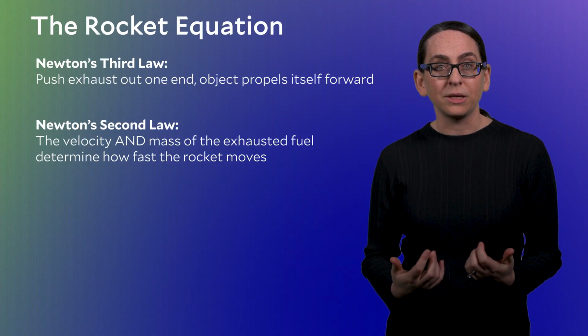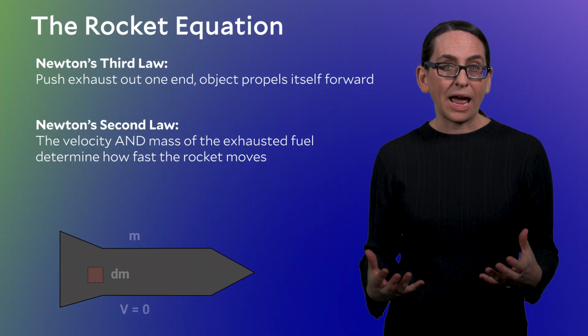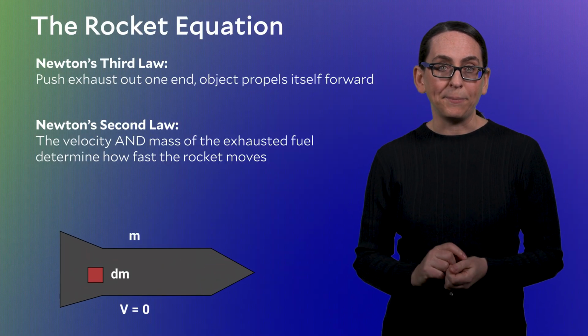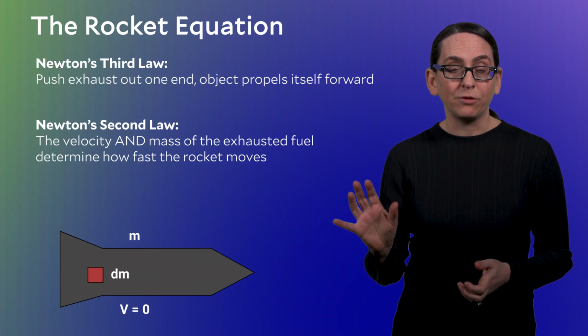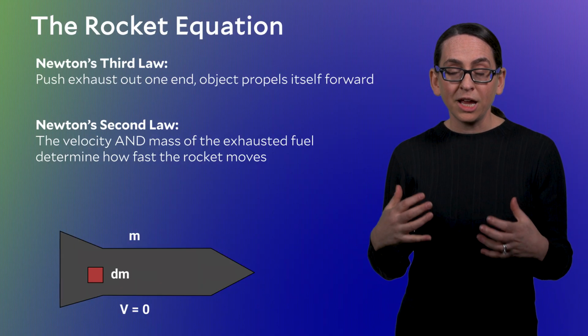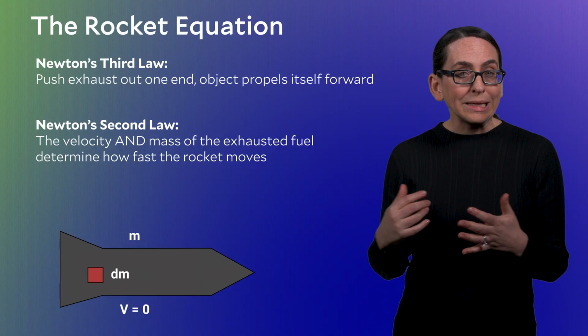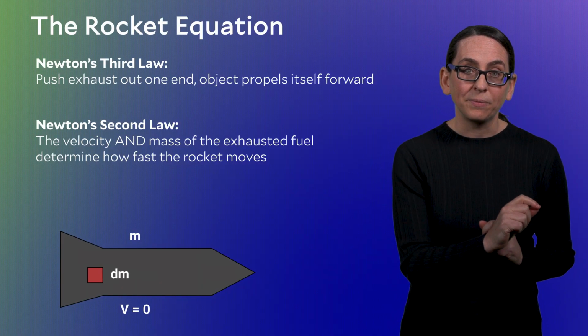So let's look at this in more detail. Imagine I have some rocket, and that rocket has a mass, we'll call it little m. At first it's at rest, so it's on the launch pad, and the velocity is 0, so v equals 0. At time t equals 0, I ignite a little bit of rocket fuel. Say it has a mass dm, and it leaves the rocket.